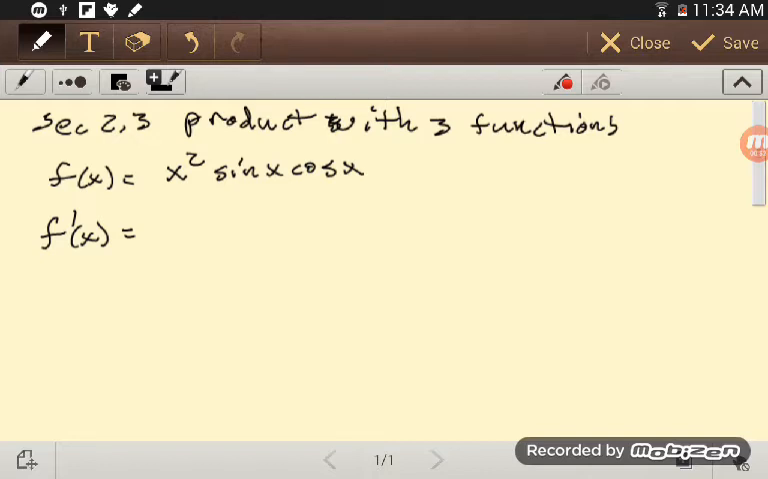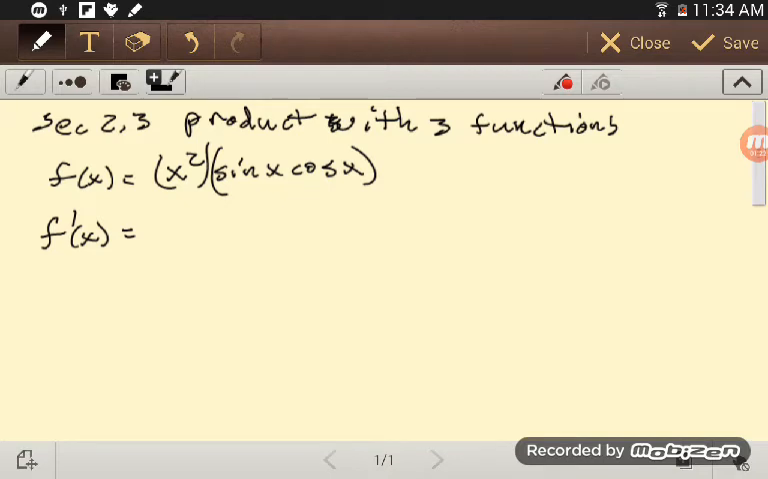So I can group this as a product of two functions, and I can choose to do x squared sine x as one function and cosine as another. I could move things around, do x squared cosine x as one function, and sine x as another, and then x squared as a function, and sine x cosine x is another function. And so actually that's what I'm going to do. I'm just going to think of it that way.